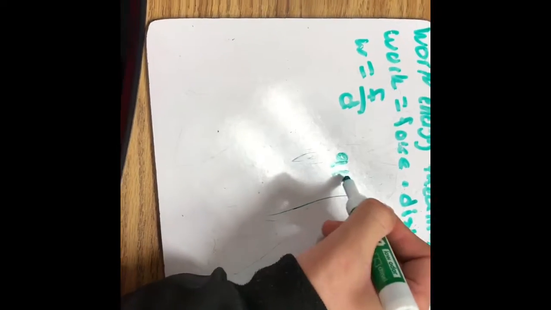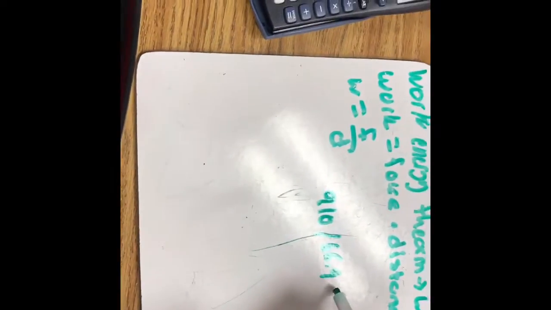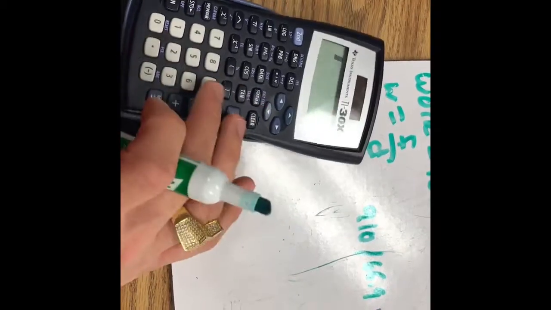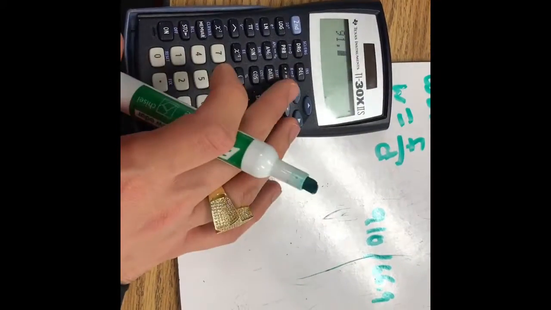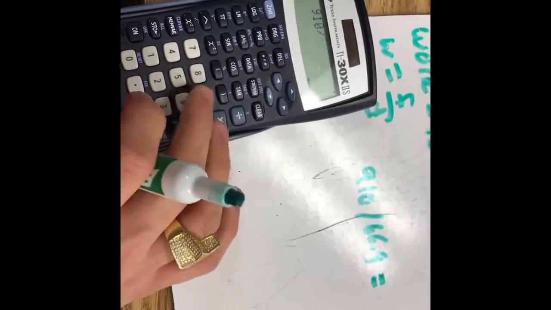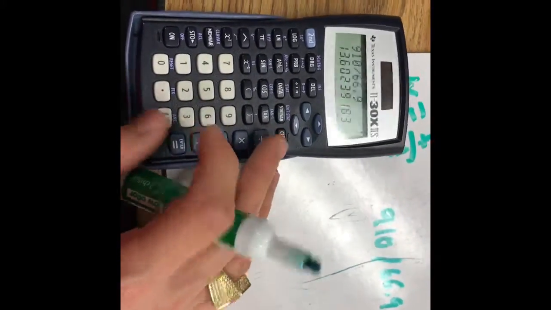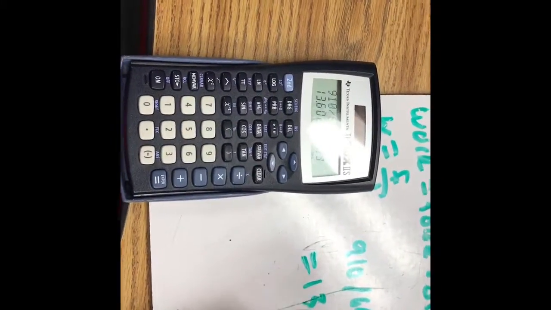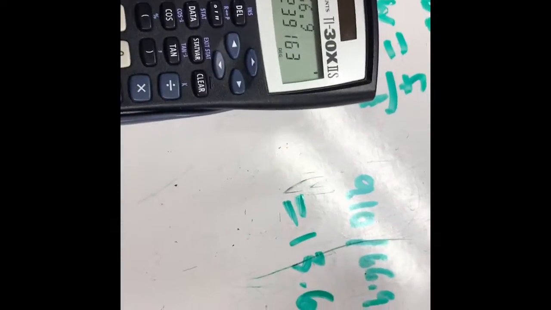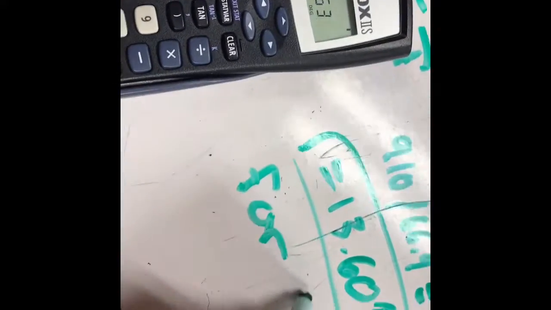The stopping distance for the F-16 fighter is 910 meters. And the force for the F-16 fighter is also 66.9. And for the calculation, I'm going to put 910 divided by 66.9. And I got 13.60 meters per second. And that's for the F-16 fighter.